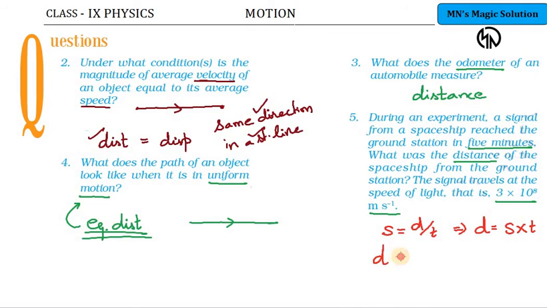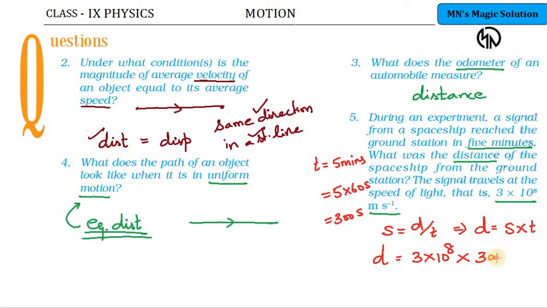The question asks for distance, and we know the speed is 3 into 10 power 8 meter per second. So distance is 3 into 10 power 8 into time. They have given time in 5 minutes, so you should do the necessary conversion, because speed is given in meter per second. So time is 5 into 60 seconds, so it will be 300 seconds.